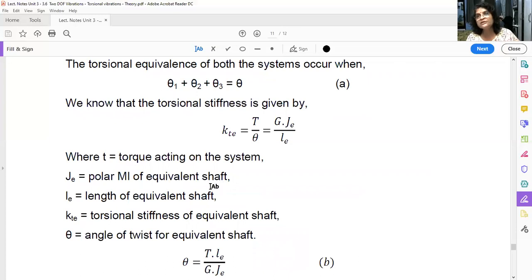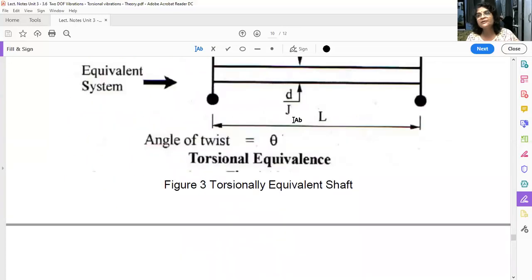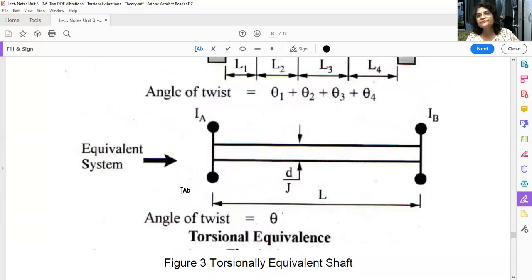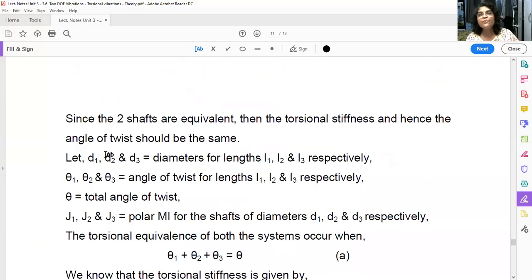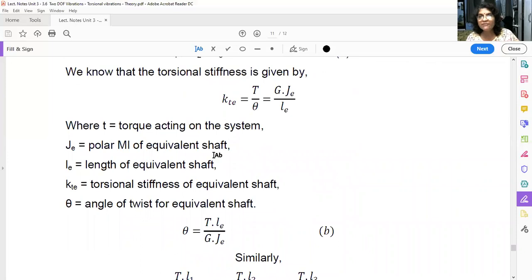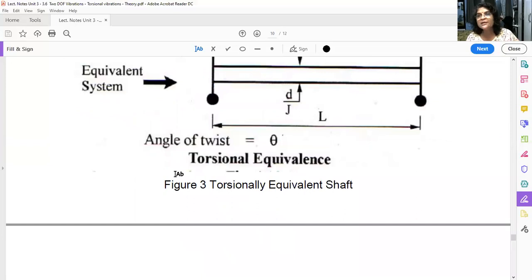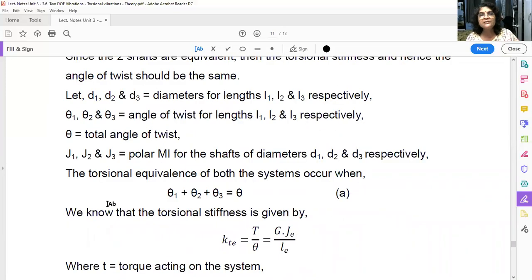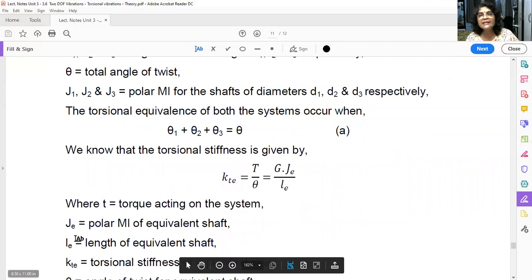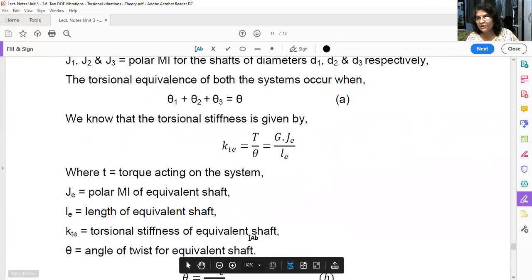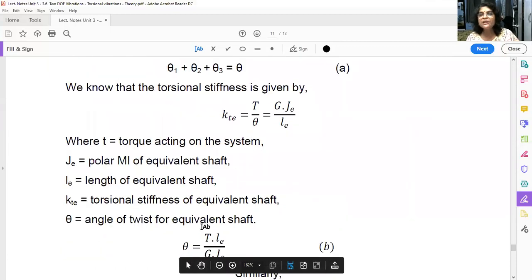Now you consider this system equivalent. So JE is the polar moment of inertia of the equivalent shaft. LE is the length of this equivalent shaft. See here, it is shown as L, but we call it LE, that is the equivalent length. Then KTE is the torsional stiffness of the equivalent shaft, and theta is the angle of twist for the equivalent shaft.